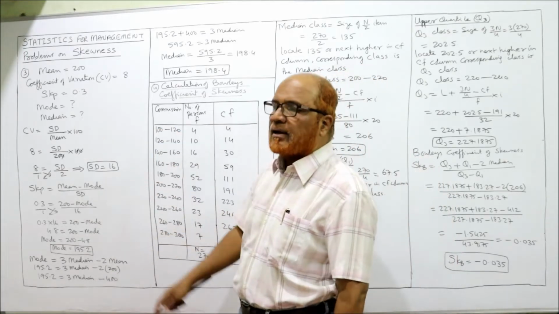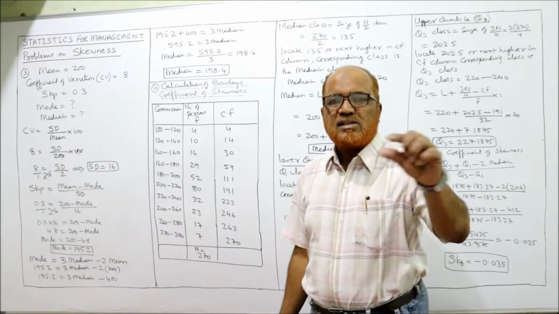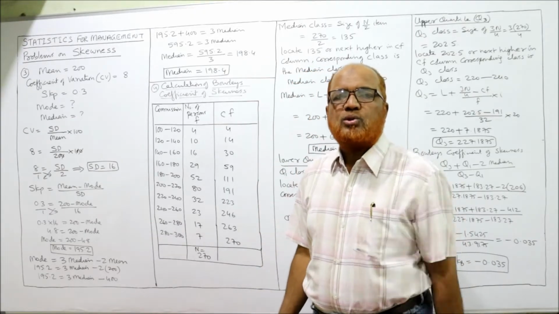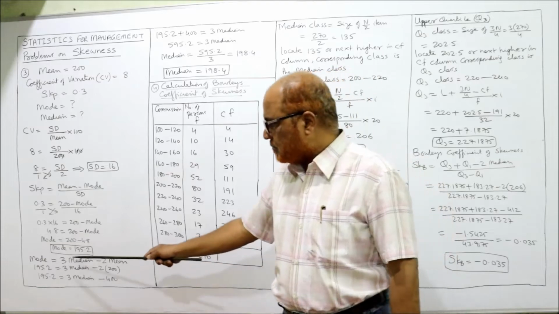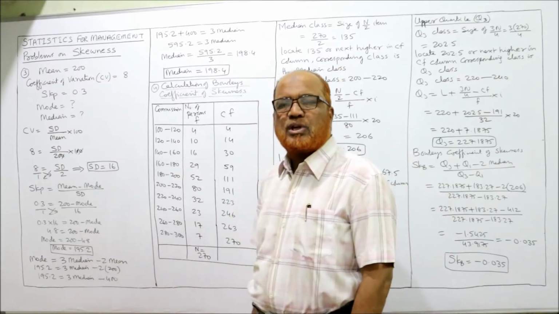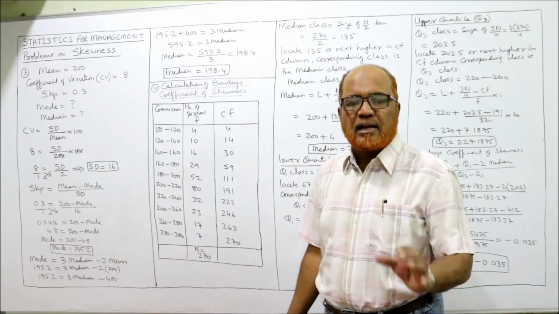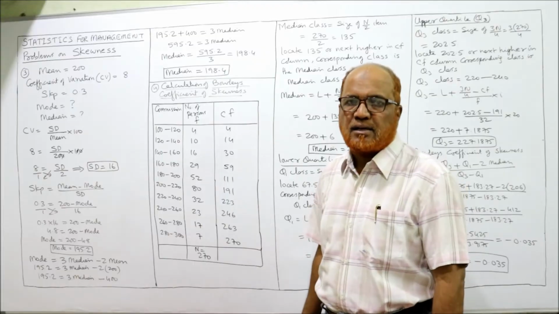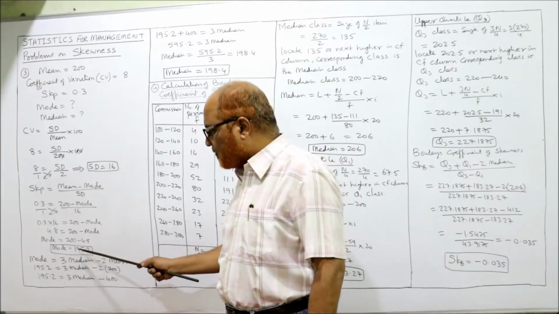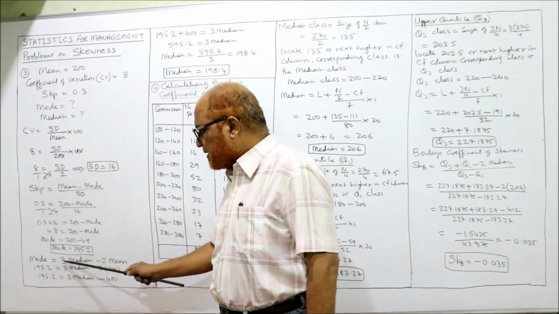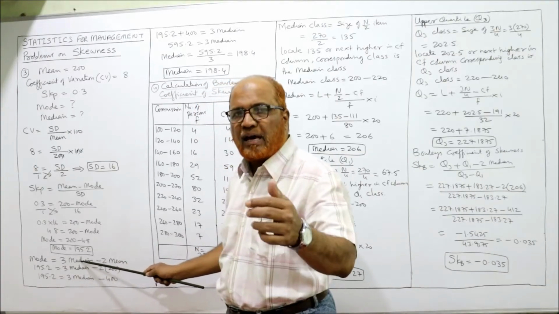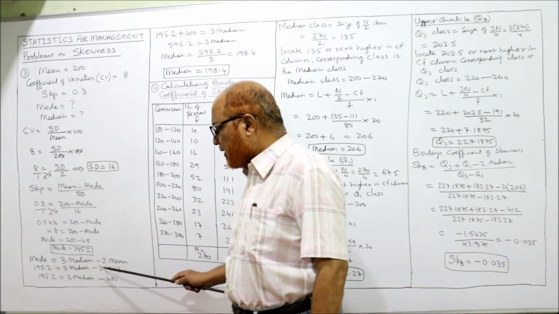Now it is asking you to calculate the median. There is a formula: mode is equal to 3 median minus 2 mean. This is the relationship formula in statistics. The mode we just got is 195.2. 3 into median, median we don't have, we have to calculate, minus 2 into mean.